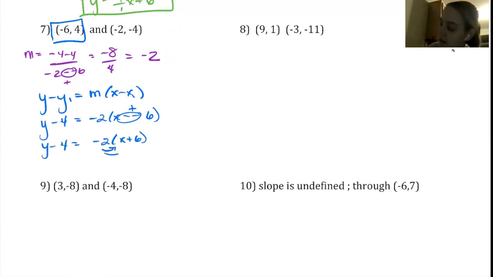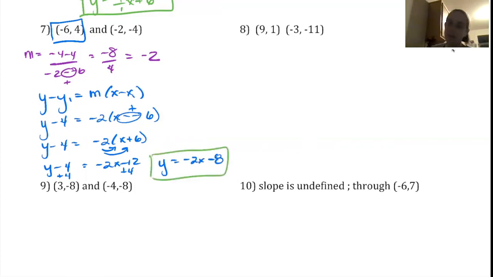I'm going to distribute that -2. So y minus 4 equals -2x minus 12. I'm going to add 4 to both sides. So y equals -2x minus 8. And that is slope intercept. A lot of steps with those. You can do it though.